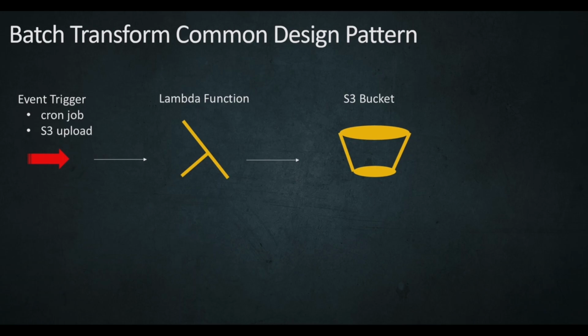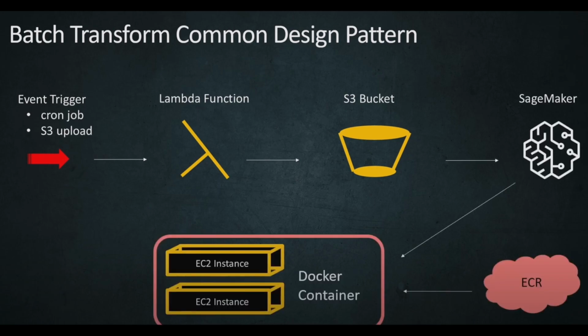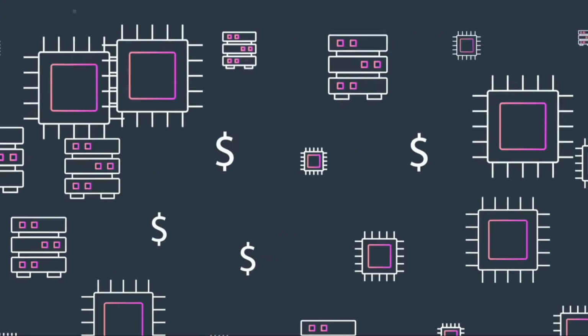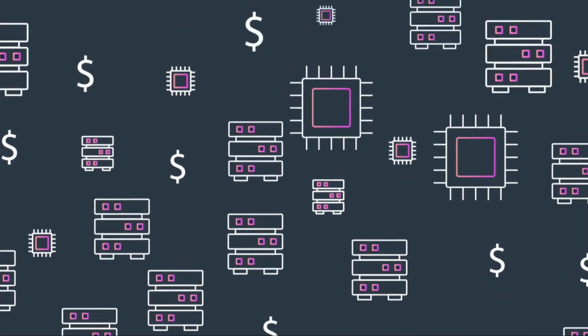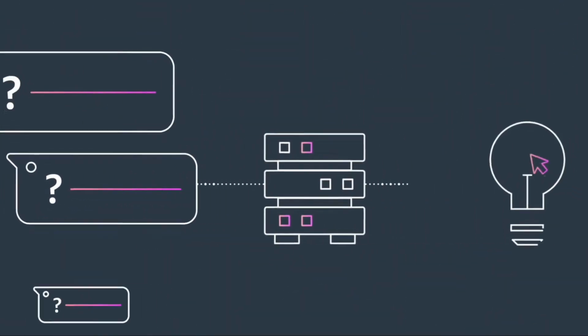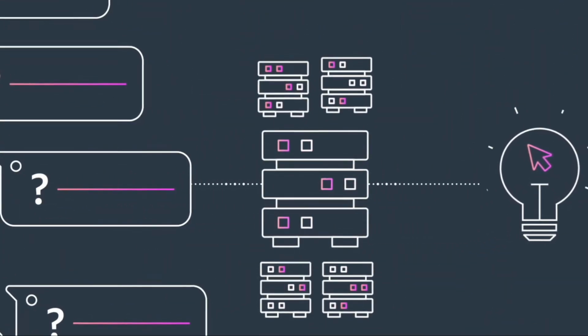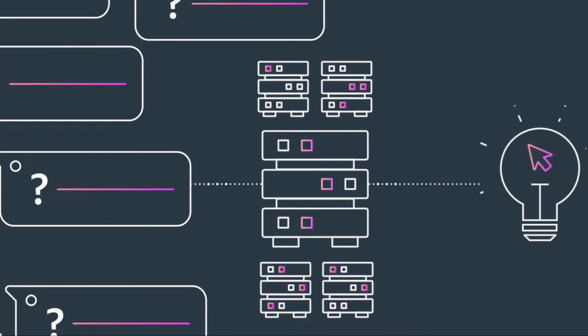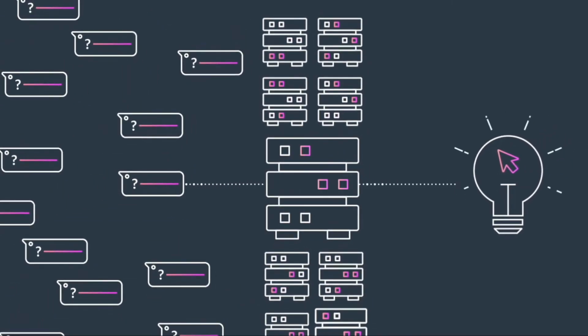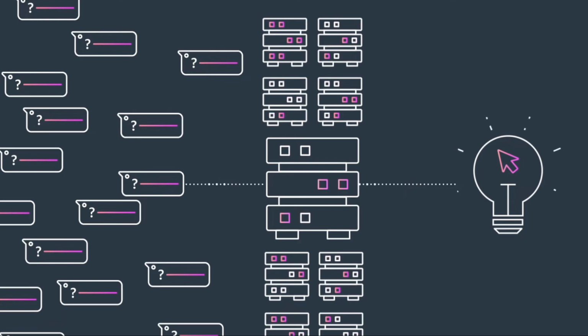This makes it ideal for scenarios where you need to process large amounts of data, such as fraud detection or image recognition. Real-time endpoint. With SageMaker's real-time endpoint service, you can deploy your machine learning models to production and allow users to make predictions in real time. This service provides a scalable and secure way to host your models and can handle millions of requests per second.